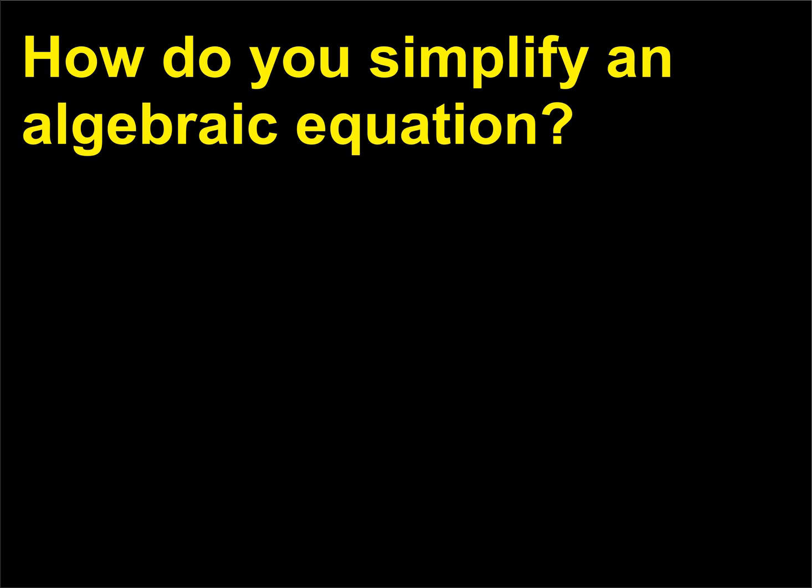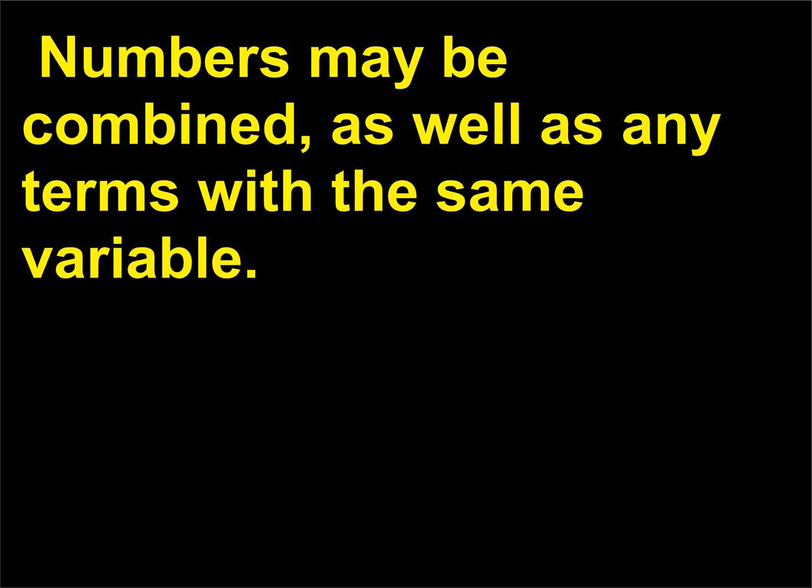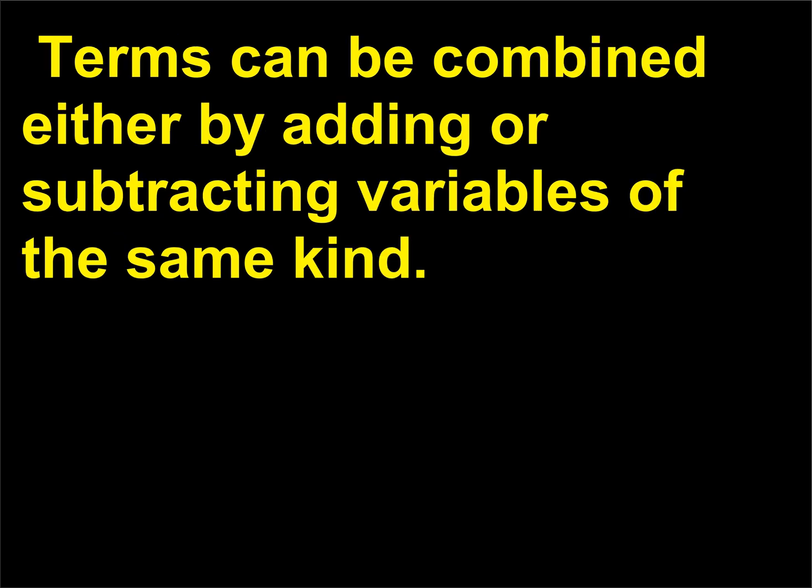How do you simplify an algebraic equation? The best way to simplify an equation is to combine like terms, which makes the equation simpler to solve. Numbers may be combined, as well as any terms with the same variable. Terms can be combined either by adding or subtracting variables of the same kind.